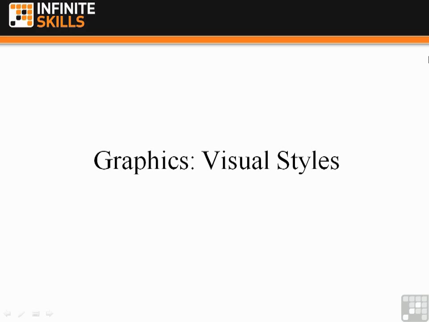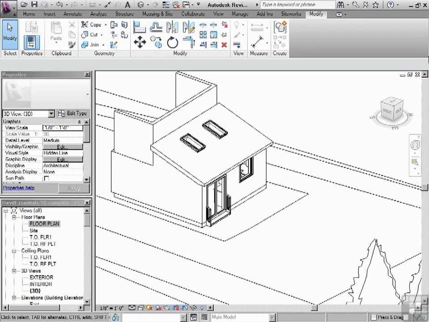Graphics, visual styles. There are different ways to show what we're looking at right here. You don't always have to look at it in this hidden line mode with just black and white. You can also add some color to this as well. This is found right down at the bottom of the view. It's called Visual Style, Hidden Line. So these are your visual styles or your views.